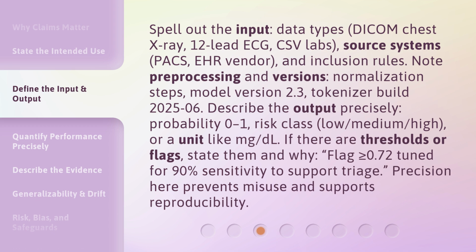Describe the output precisely: probability 0 to 1, risk class, low/medium/high, or a unit like milligram per deciliter. If there are thresholds or flags, state them and why. Flag is greater than or equal to 0.72, tuned for 90% sensitivity to support triage. Precision here prevents misuse and supports reproducibility.